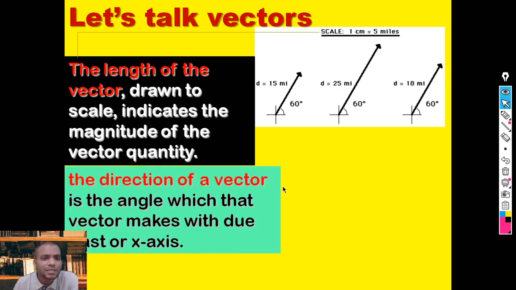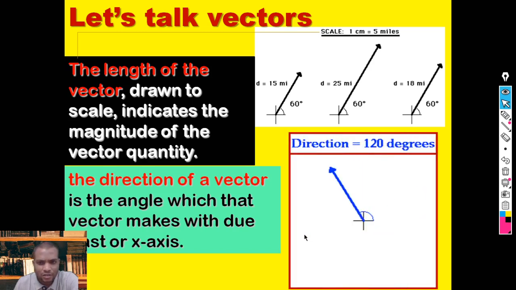The direction vector is the angle which the vector makes with the x-axis, or the east axis, towards the east.